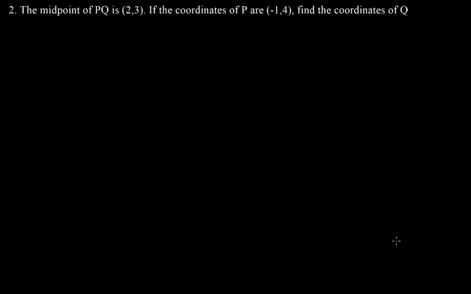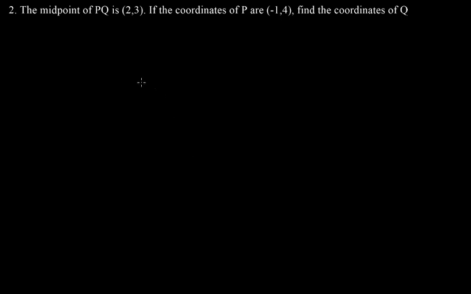So this question says the midpoint of PQ is 2, 3. If the coordinates of P are -1, 4, find the coordinates of Q. I'd advise you, pause the video, work it out on your own, and if you don't get it right, or if you're unsure, you can follow me even as we work through it together.